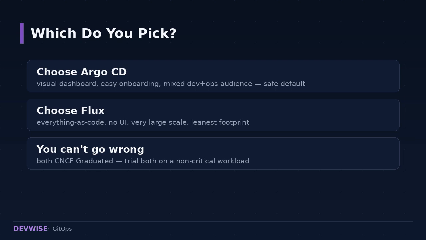Choose Flux if you prefer everything as code with no UI, run at very large scale, or want the leanest possible Kubernetes native footprint, and you genuinely cannot go wrong. The best move is to trial both against a non-critical workload and see which operational model fits your team's hands.